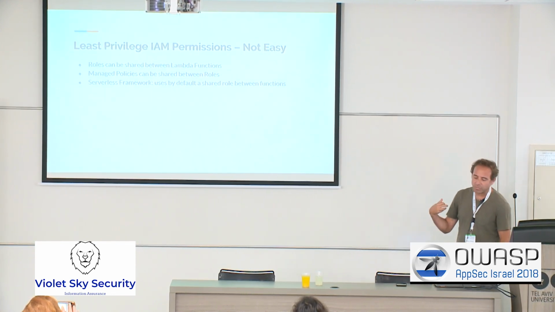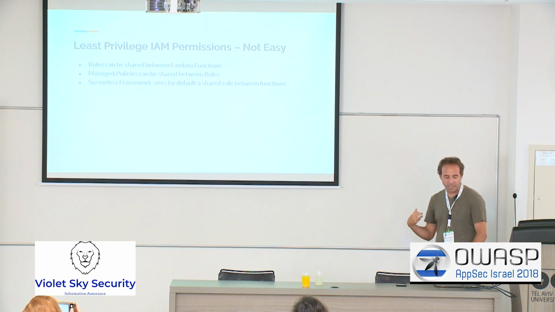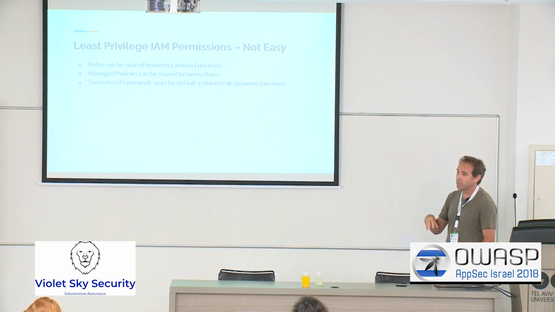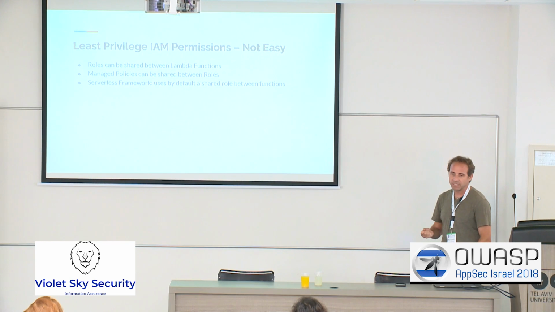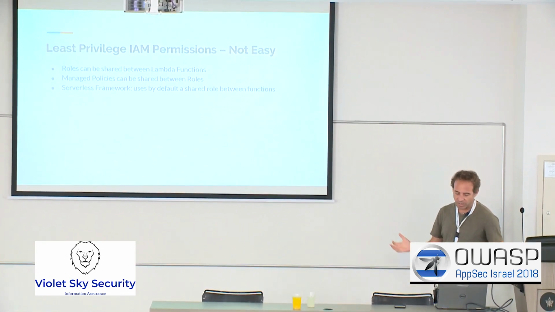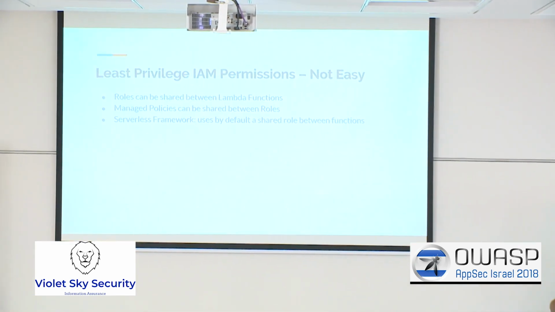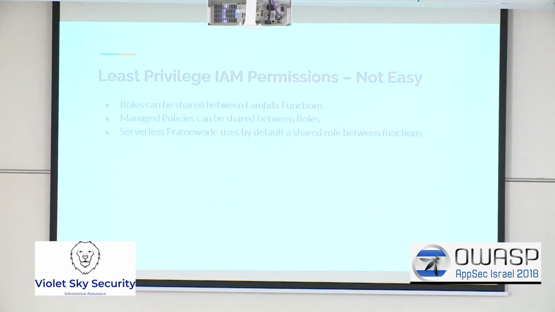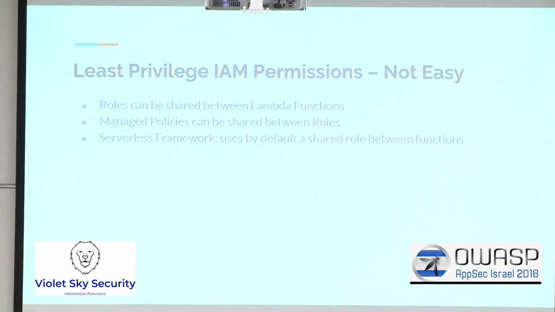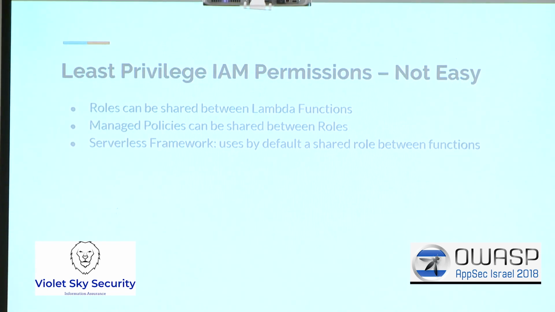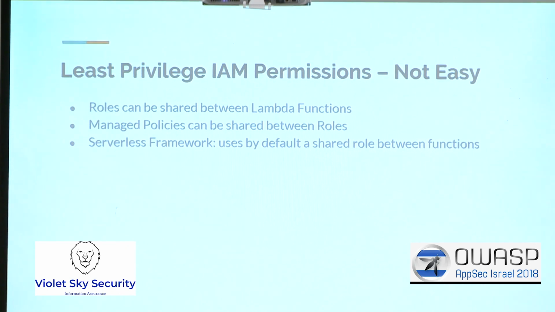Additionally, as I said, roles can be shared between Lambda functions, and managed policies can be shared between roles. This adds additional complexity. And as I said, people are lazy, so they create a role once, and then they share it between their functions. And obviously, when you're sharing a role between functions, you're not assigning to each function the minimal permissions. You're assigning it the global permissions that the whole application is using, or those that are sharing that role.